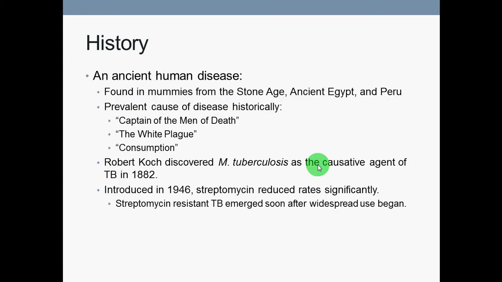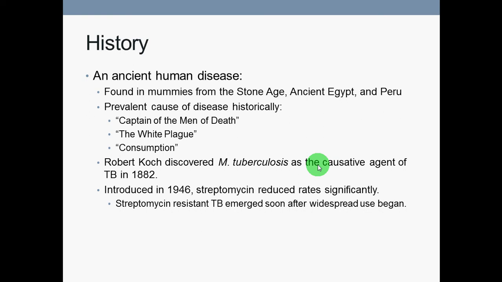TB is what we consider a really ancient disease because basically as long as we have records of human beings existing, we have records of TB being along with us. We've even found TB in mummies from the Stone Age, mummies from ancient Egypt and Peru. So people going back that far had to deal with TB and were dying from TB. It's come up in history quite a bit. It used to be called Captain of the Men of Death. It's been called the White Plague, and it's been called consumption throughout time.